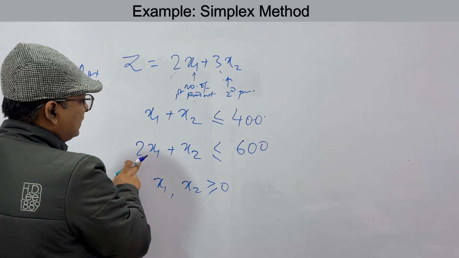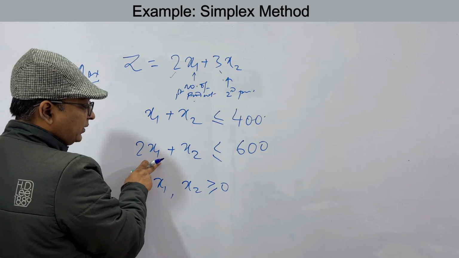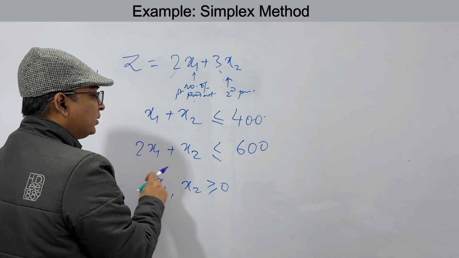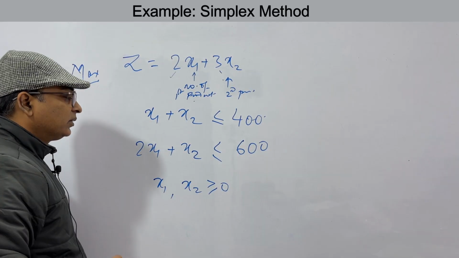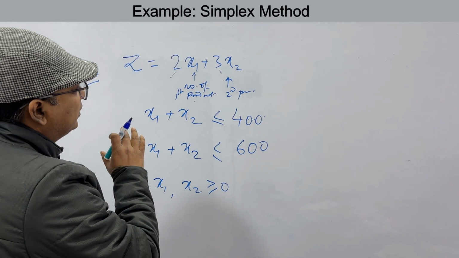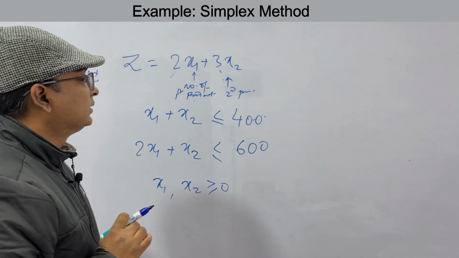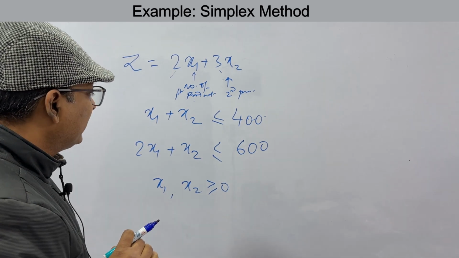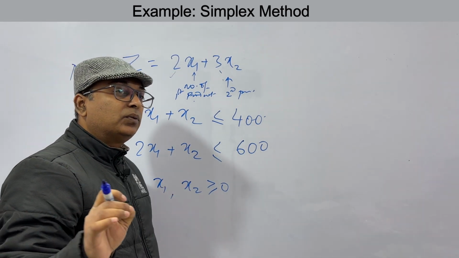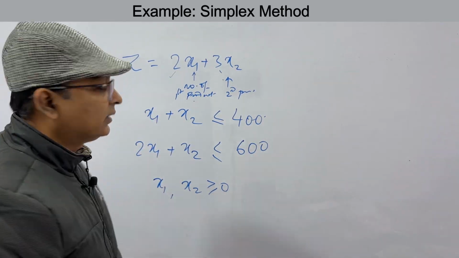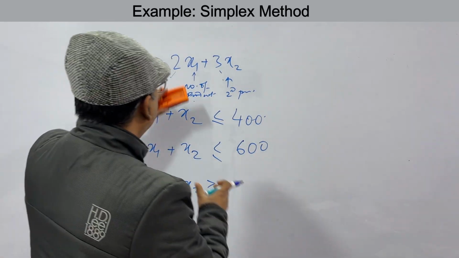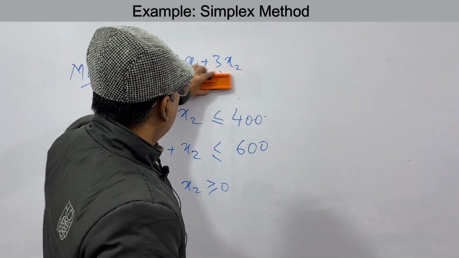And for the second machine, the first product requires 2 minutes and the second product requires 1 minute. So 2x1 plus x2 has to be less than or equal to 600. x1, x2 are greater than or equal to 0. So we have made the mathematical model of this linear programming problem. Now you know what we'll do? We'll have to transform it to standard form. Let's do it. How do we convert to standard form?